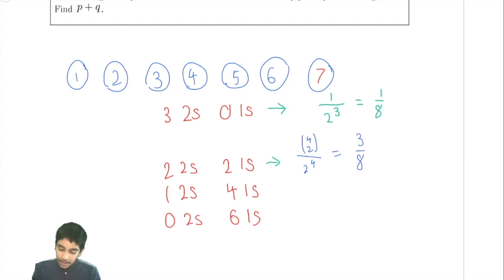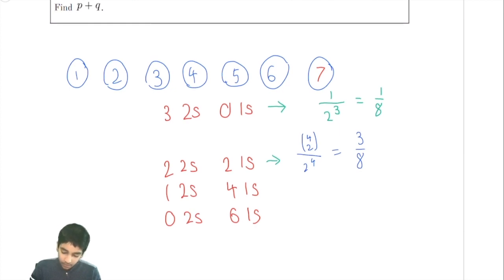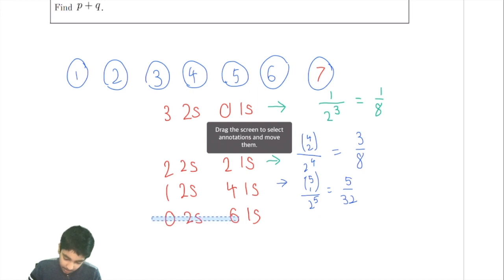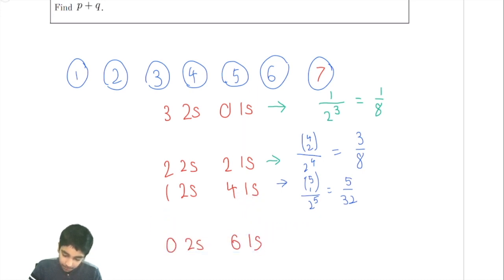So now, next is that we have 1 2-step and 4 1-steps. So the probability of this happening is just 5 choose 1 over 2 to the 5, which is 5 over 32. And the probability of this last case happening is going to be 1, because there's just 1 way to have all 6 steps, divided by 2 to the 6. So 1 over 64. And now we just sum all these up.